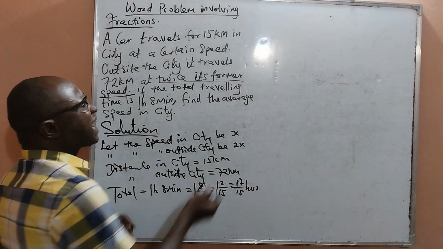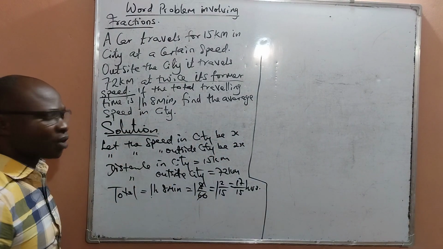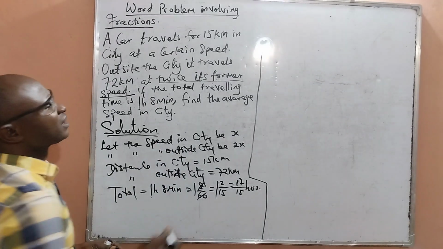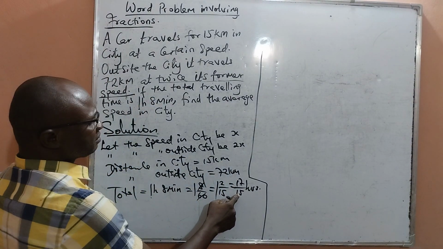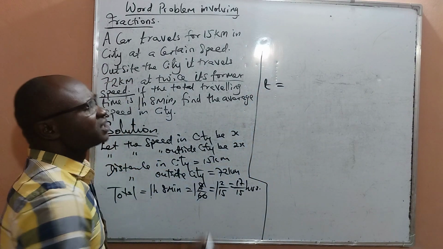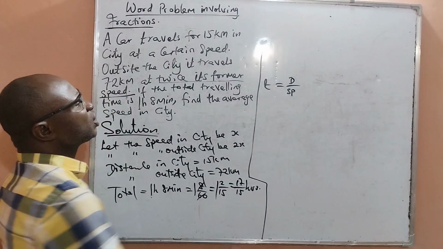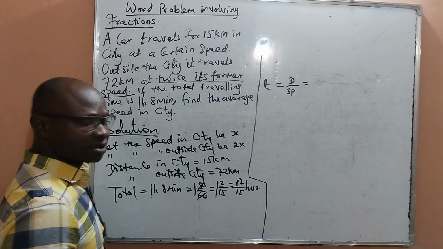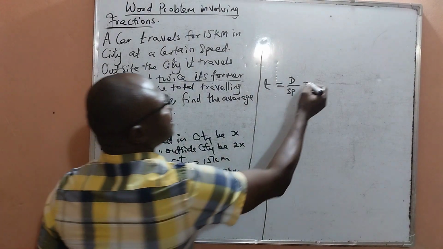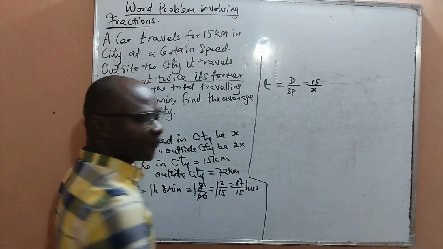Therefore, we are asked to find the average speed in the city. Alright, but look at it again. What about time? Remember, time is given, the total traveling time. What is the traveling time in the city? Time is given by distance all over speed. That is the formula for time. So the time for traveling in the city is the distance, which in the city is 15 kilometers, so that is 15 all over the speed. Speed in the city is x.